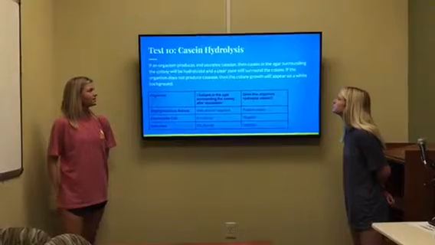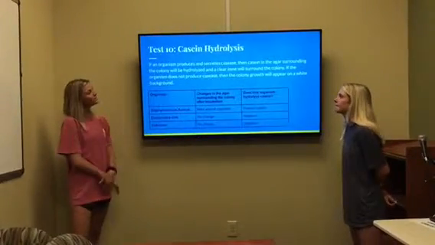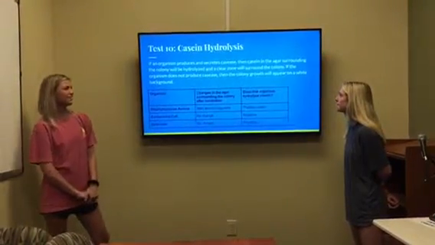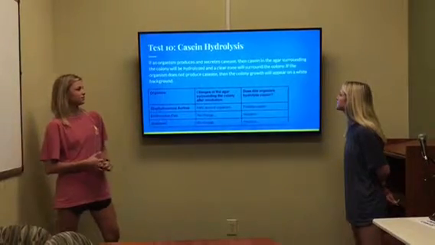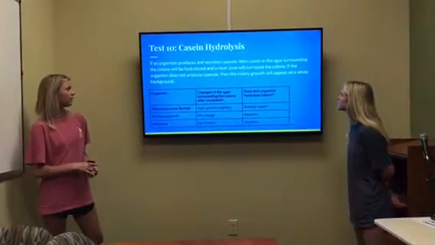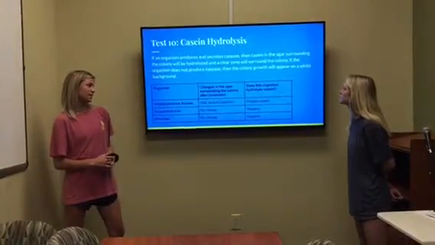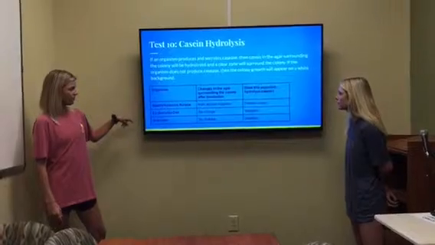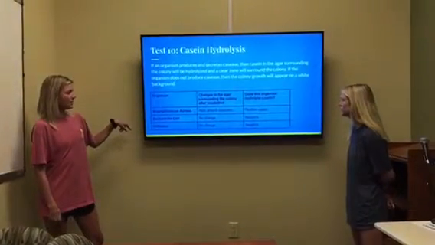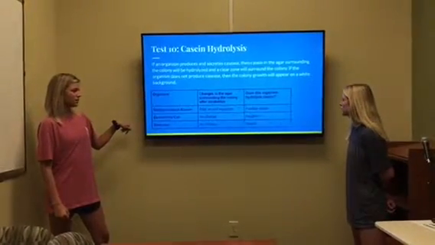Okay, for the next, we did casein hydrolysis. If an organism produces and secretes caseinase, then casein in the agar surrounding the colony will be hydrolyzed and a clear zone will surround the colony. If the organism does not produce caseinase, then the colony growth will appear on a white background. So we did these 3, and for our unknown, there was no change in the agar, so that means that the casein hydrolysis was negative.